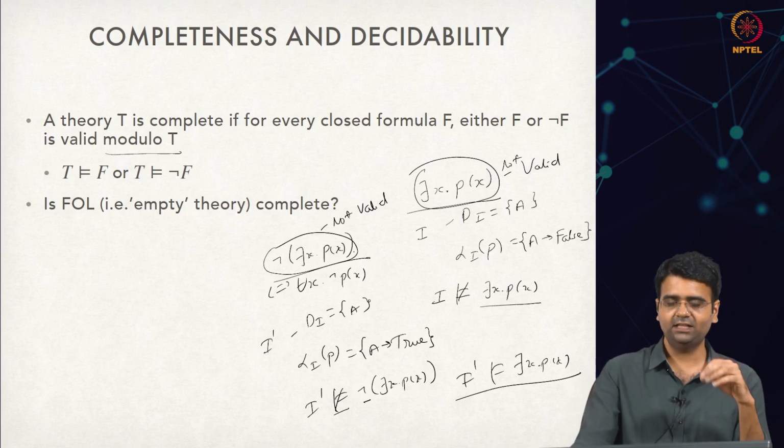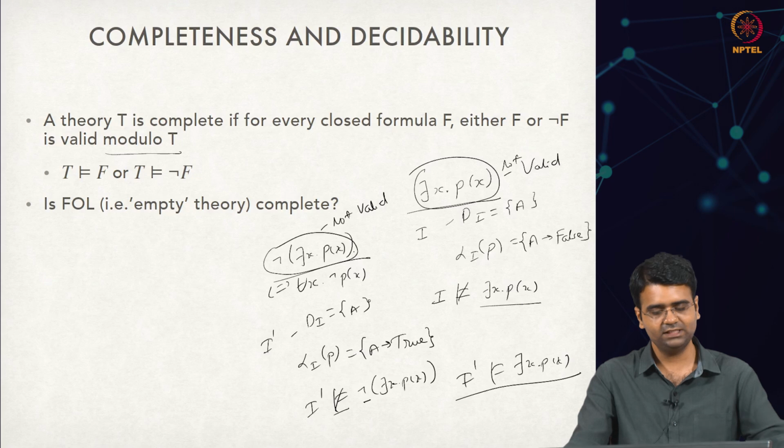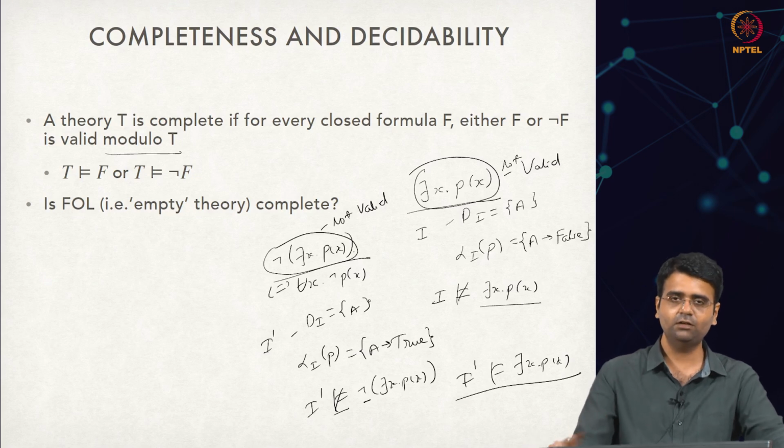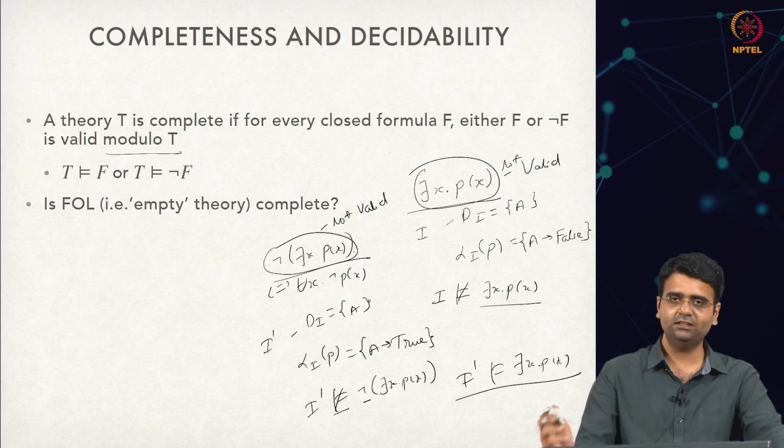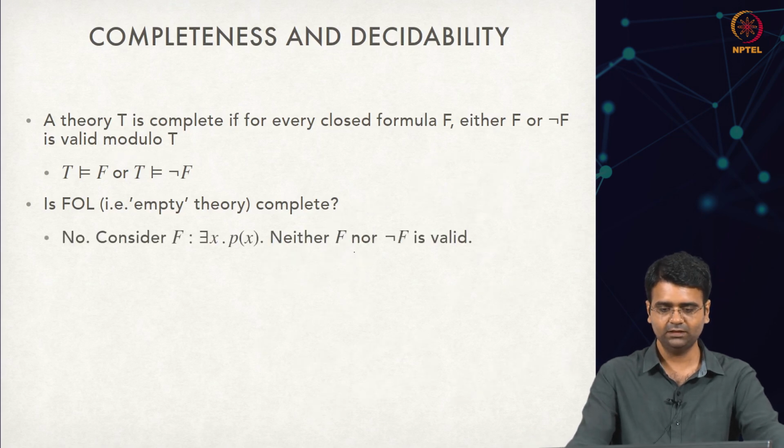But there are other theories which are complete. We will see later on that the theory of natural numbers, for example, is a complete theory, which means that if you take any closed formula, either that formula is valid or its negation is valid modulo the theory. So this is the example that we had considered.